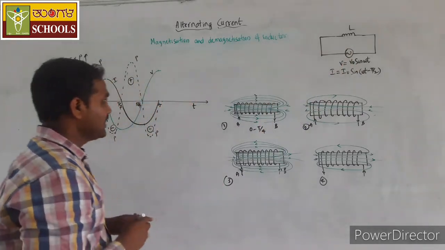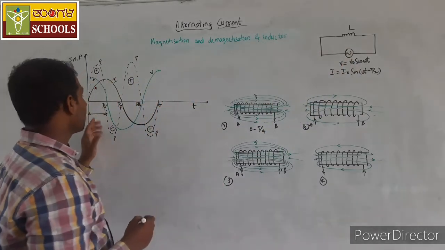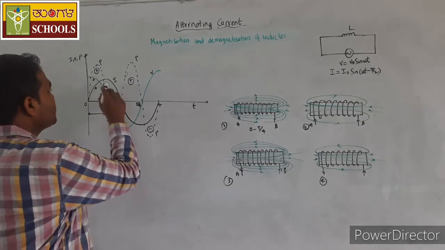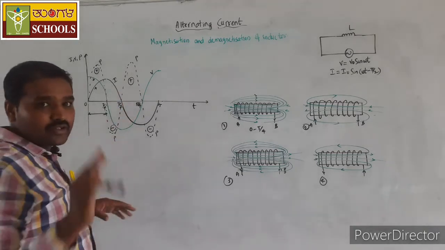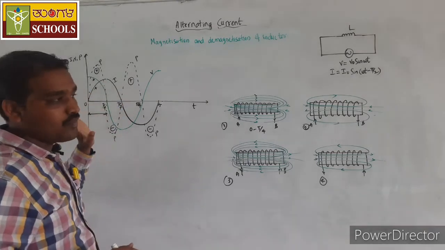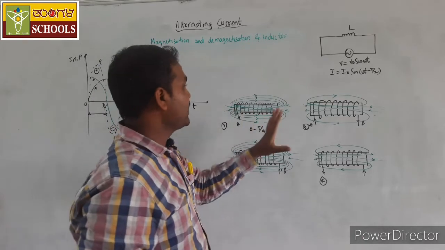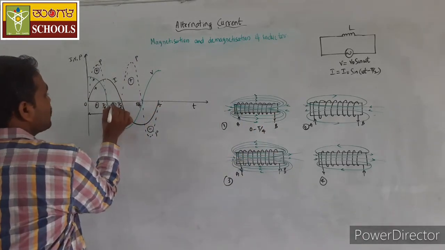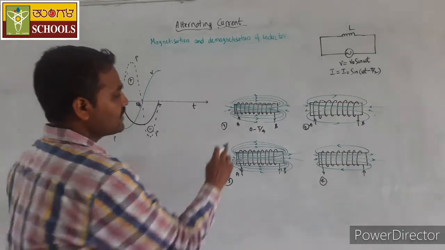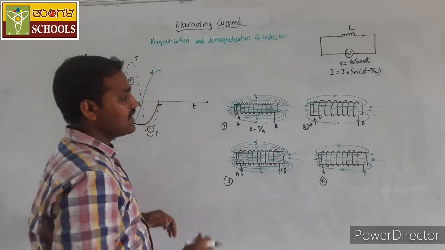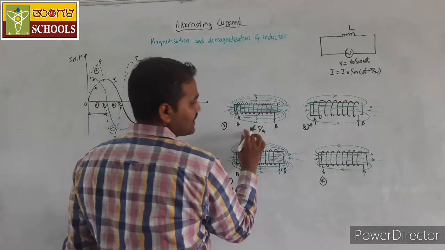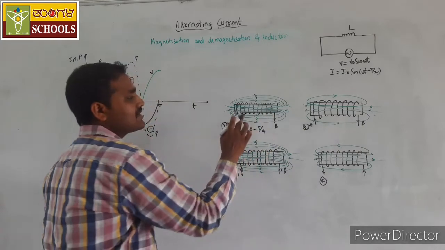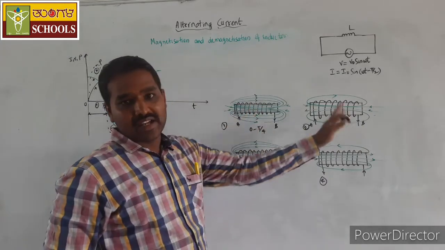Then next, what happens during the second quarter, that is from T by 4 to T by 2 time period? The current through the inductor is getting reduced from maximum to 0. We can observe that in both the first and second quarters, the direction of the current is from A to B. Hence, the magnetic field lines also have a similar direction here.